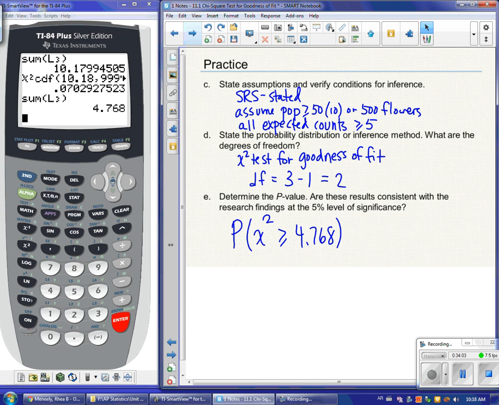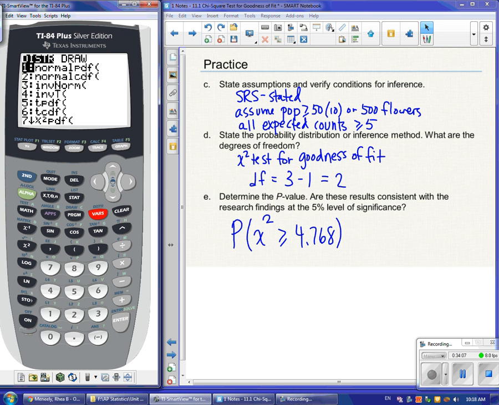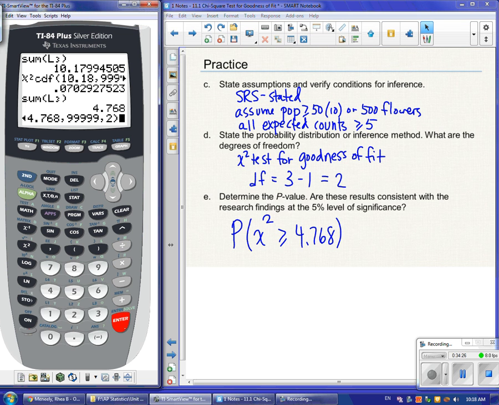Okay. And I'm just going to go to second distribution. I'm going to scroll down to option 8. Oops, went a little too far. And my lower bound this time is going to be 4.768. And then my upper bound is 99999. The degrees of freedom this time I have to change to 2. And I can paste that. And my p-value is 0.092.